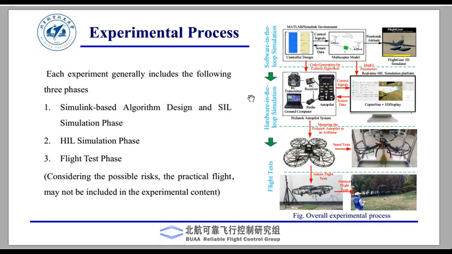Okay, each experiment generally includes the following 3 phases. So it is the Simulink-based algorithm design, a software-in-the-loop simulation phase, a hardware-in-the-loop simulation phase, and the flight test phase. As you can see here, in the software-in-the-loop simulation phase, the first phase, we need MATLAB Simulink with FlightGear connected to each other. They are both software, not hardware. So therefore it is software in the loop.